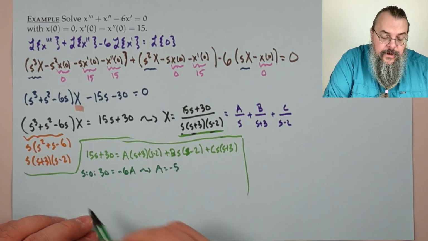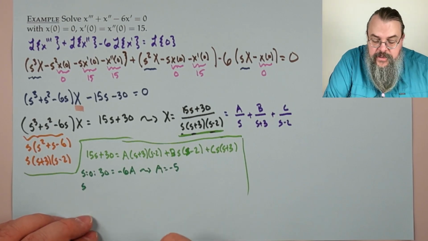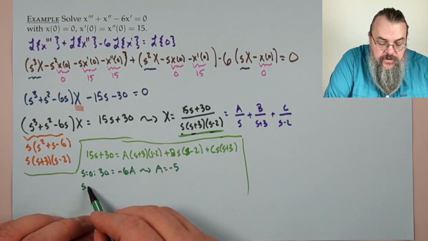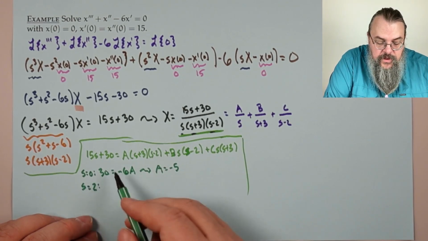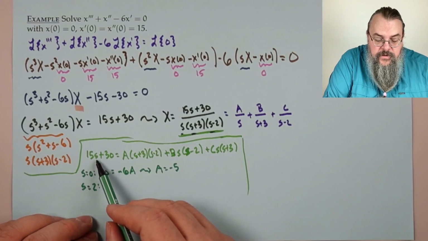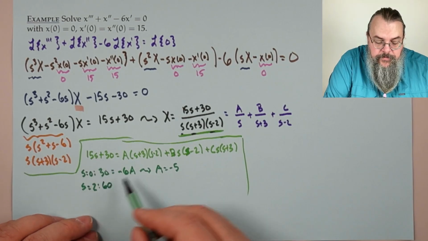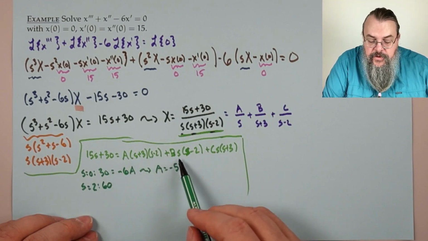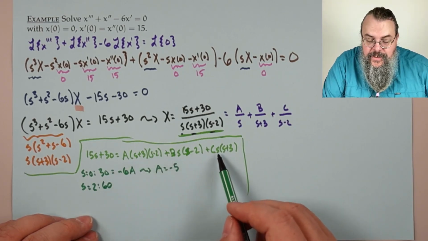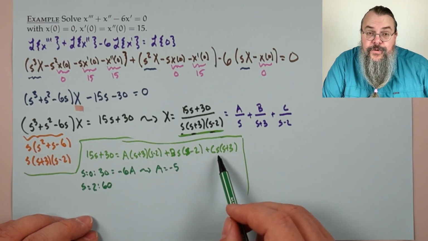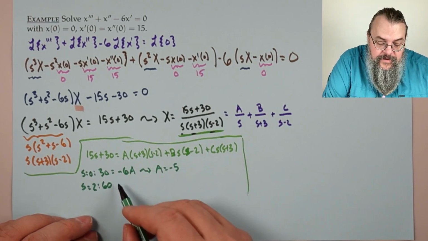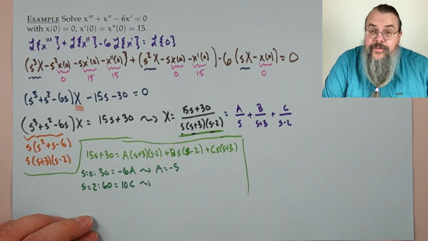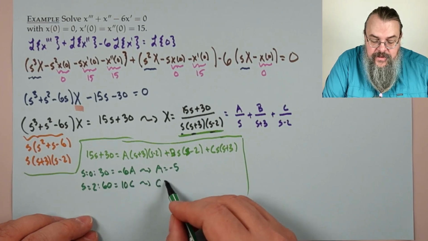Well, that's good. Okay, well, how about another good choice? How about 2? Right, because you see 2 minus 2 would be 0. Okay, so we'll plug in 2. 2 times 15 is 30, plus 30 makes 60. Equals A times 5 times 0, gone. B times 2 times 0, gone. C times 2 times 5, right? 2 plus 3 is 5. So that's 60 is 10C. So what does that tell us? It tells us C is 6.